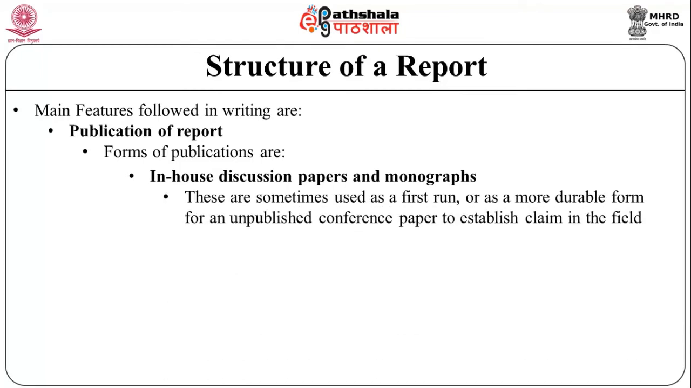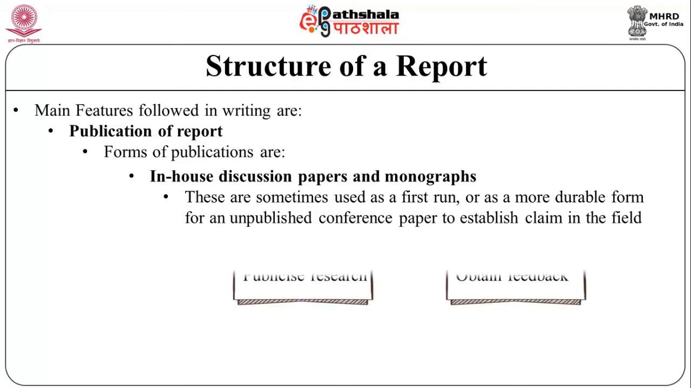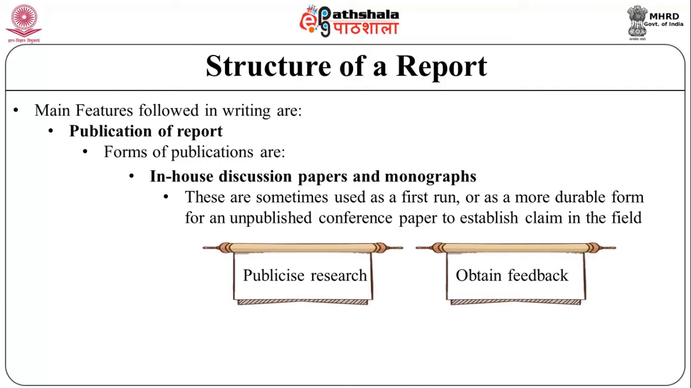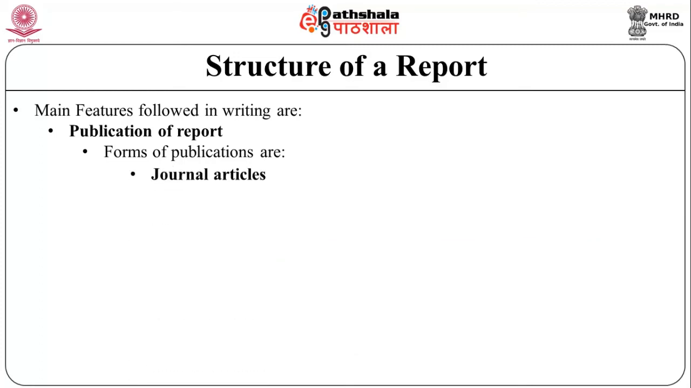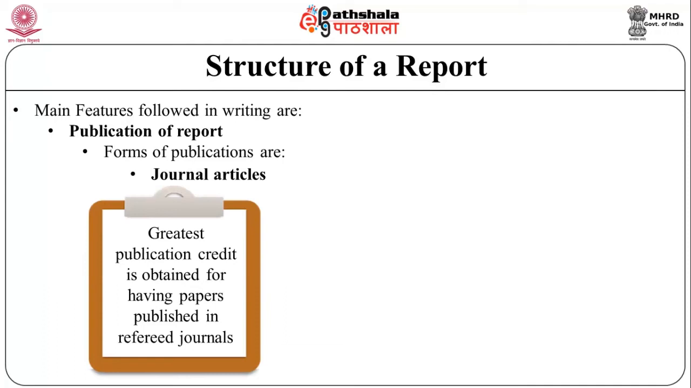Working papers, in-house discussion papers, and monographs are sometimes used as a first run or as a more durable form for an unpublished conference paper to establish claim in the field, publicize research, and obtain feedback. These have higher status if subjected to pre-review processes. Journal articles: in general, the greatest publication credit is obtained for having papers published in refereed journals.